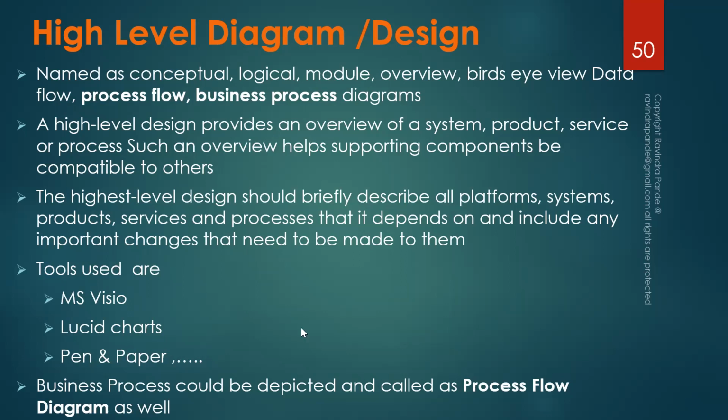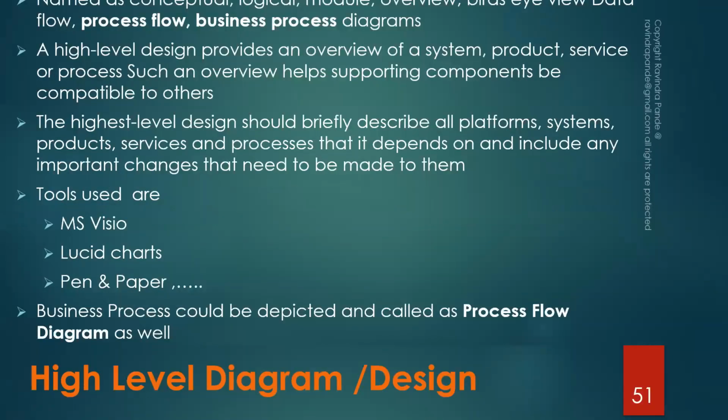The high-level design should briefly describe platforms, systems, products, services, and third-party products and services which we are getting from external sources, like data feeds, the processes that it depends on, and include any important changes that the system needs to make. The tools we can use are Microsoft Visio, Lucidchart, pen and paper. More of the time we might use pen and paper because it's easier to start with pen and paper there in the meeting itself. And we might include this image in our MOM as well, saying this is the high-level diagram which we have come up with. Now, please do suggest what additions or subtractions you need for that system.